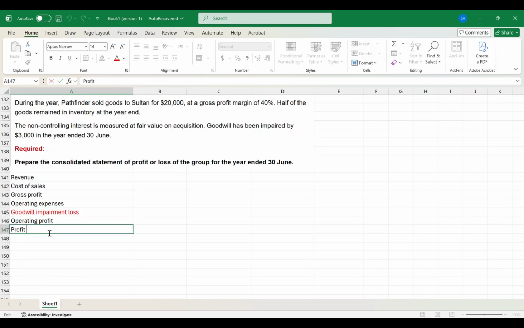So profit before financing and income taxes.